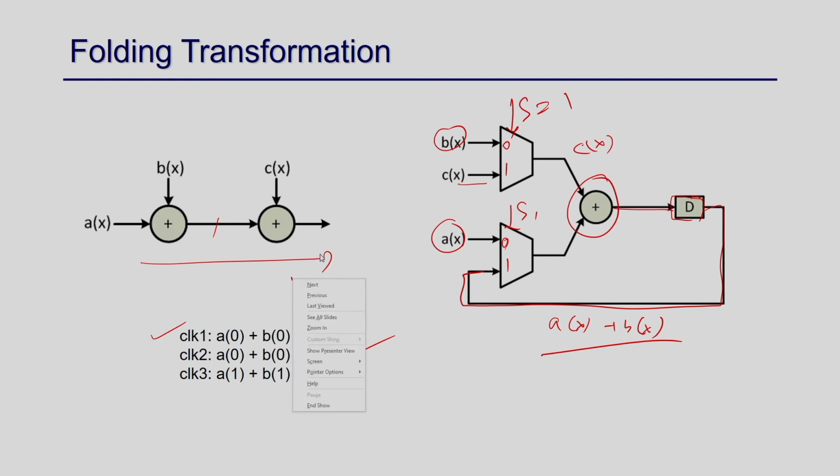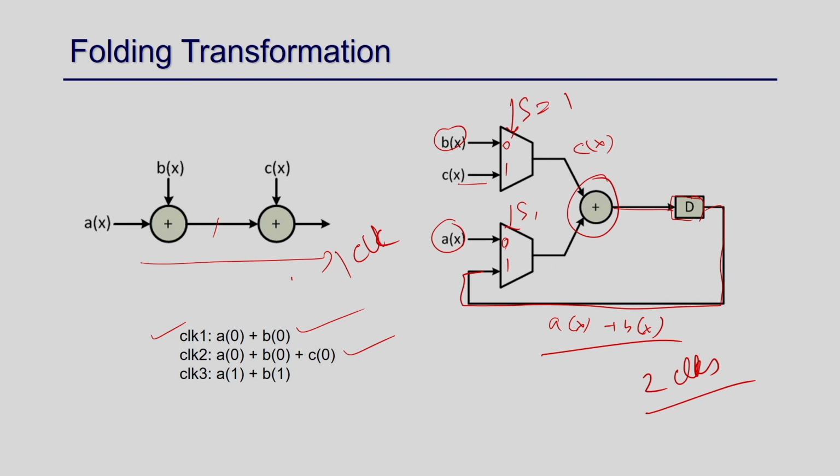Earlier it is 1 clock, now it is 2 clocks, right. So, this is what is folding transformation. The EDA tools usually identify such instances and try to fold them. But one question might arise: how am I going to manage this 1 clock versus 2 clocks?